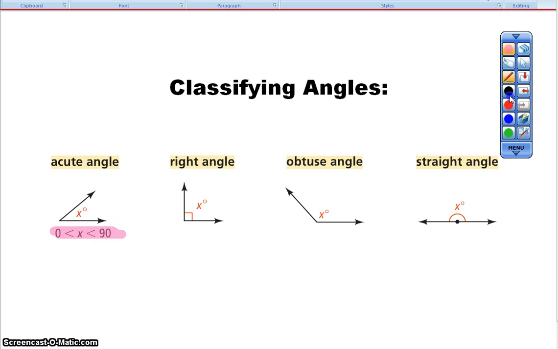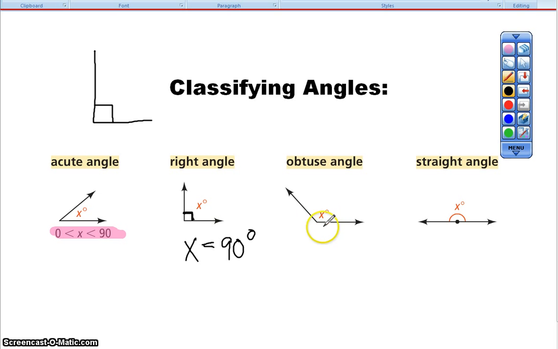A right angle is exactly 90 degrees, and they need to have this little box in the corner in order for you to say that it's a 90-degree angle. If they were to have something drawn like this, even though it looks like it's 90 degrees, unless they specifically have that box in there, you cannot assume it's a 90-degree angle.